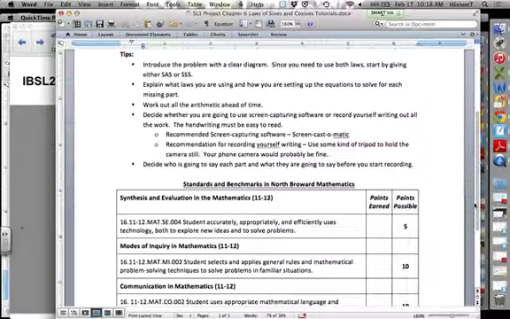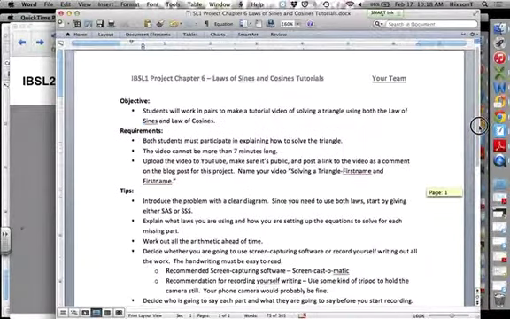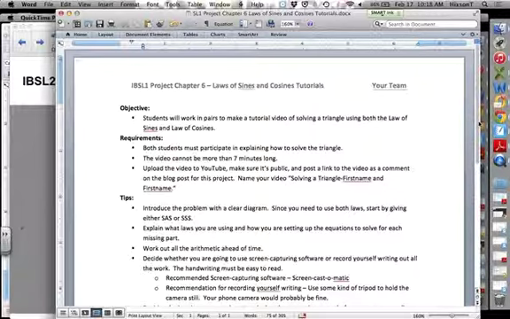Decide who's going to say each part and what they're going to say before you start recording. You may even want to write out a full script. But again, the whole point is you're going to make a tutorial. So the idea is this. Don't assume that the person watching knows anything about the law of sines or the law of cosines. So when you say, okay, we're going to use the law of cosines to solve this, you should then state what the law of cosines is, show where you're plugging things in and why you're plugging things in those specific spots. Same thing with the law of sines.